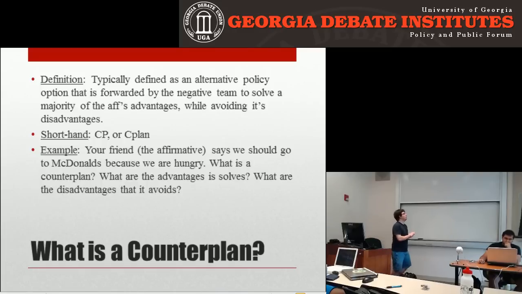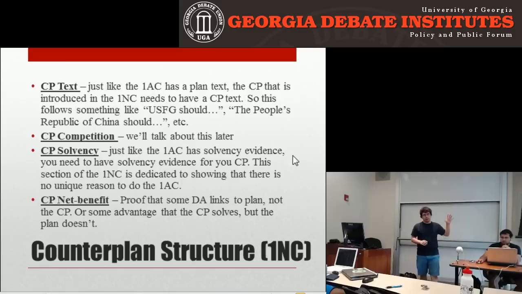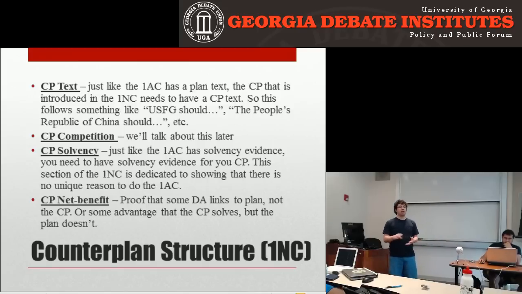So the counterplan has a pretty set structure, and this will follow a lot of what we're going to talk about. So the first thing that you'll see in a 1NC shell for a counterplan is the counterplan text. Just like you have a plan text, you also have to have a counterplan text. And this follows the same format. So the United States federal government should do something. The People's Republic of China should do something. The 50 state governments should do something, right?